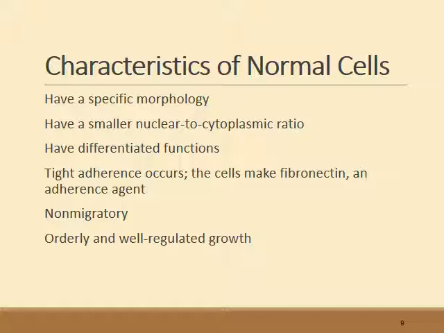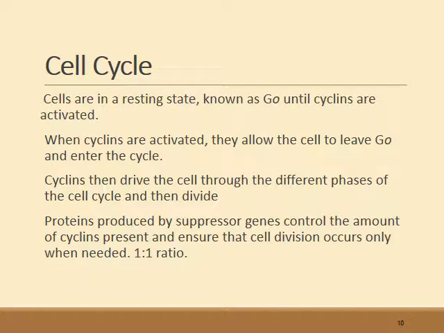Tight adherence occurs with these cells because these normal cells make fibronectin, which is an adherence agent. So they stick together. They are non-migratory. They're not going to wander from the lung to anywhere else. They're orderly and they have well-regulated growth. Cells exist in a resting state. They just kind of hang around in there until they're needed.